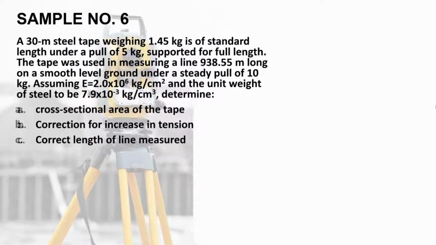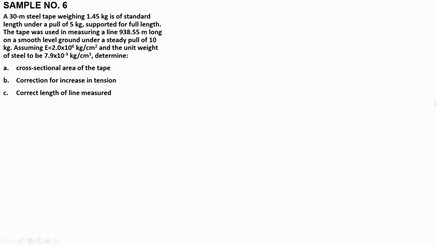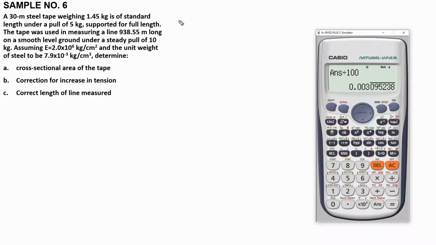So, we have several parts ng question. Hindi binigay agad yung cross-sectional area, so yun yung question letter A. So, yung formula natin kay A, tama ba yun? The weight of the tape divided by the unit weight. Tama ba? So, balikan natin yung formula natin.